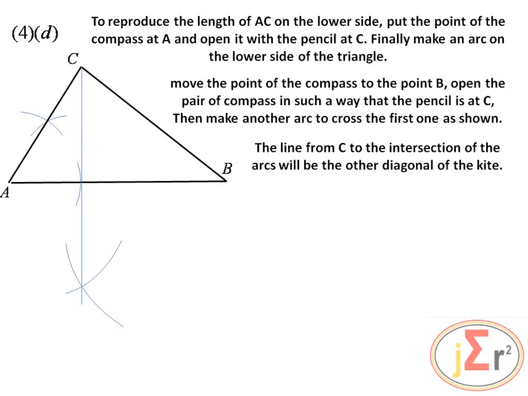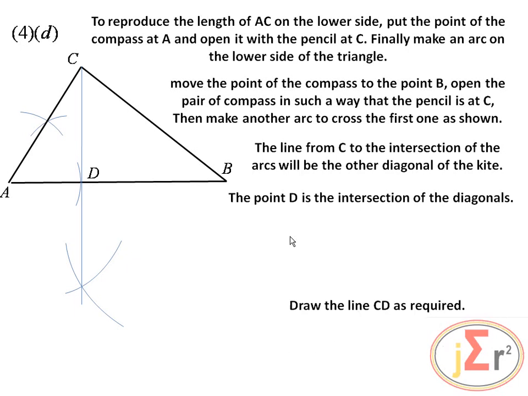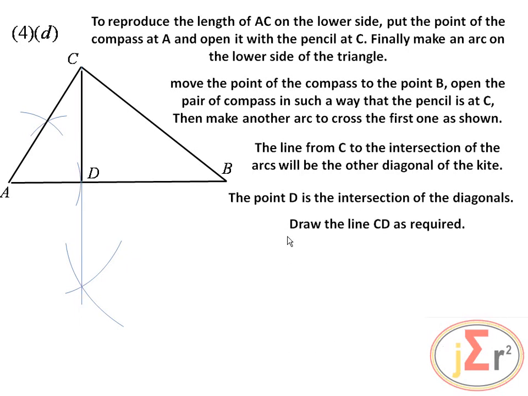So what we are going to do now is to draw the next diagonal of the kite, because this is one diagonal of the kite and then this is the other diagonal of the kite. But it is only required that we draw the line from C to D. So that is what we will do. The point D is the intersection of the diagonals, so that is where D is. So we may draw the line CD as required, and that's all there is to it.